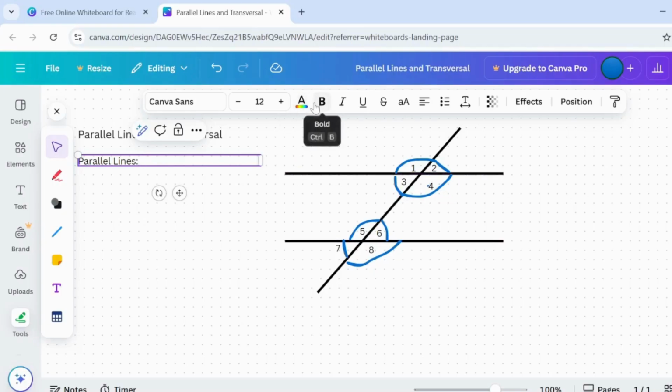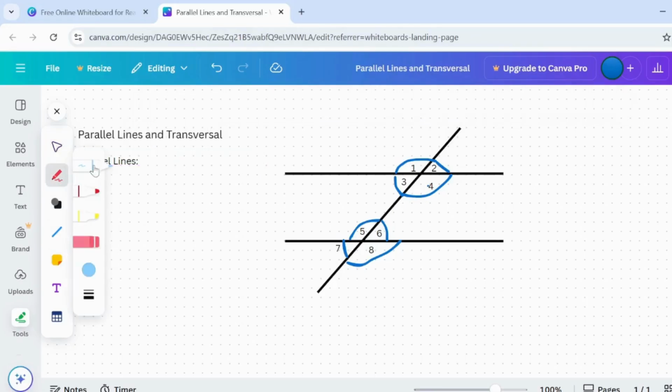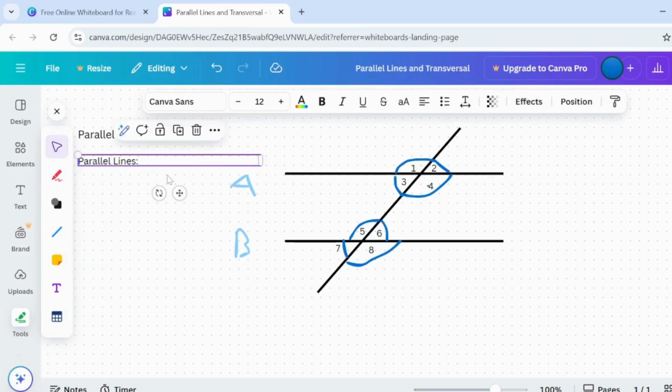So over here, let's say this parallel line is A and this is B. So these two have the same distance between them. So I hope you understood parallel lines.